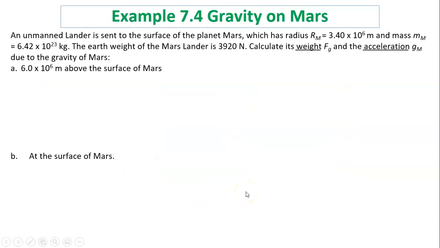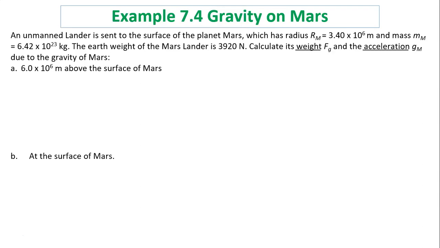Example 7.4, gravity on Mars. An unmanned lander is sent to the surface of the planet Mars, which has a radius R_M equals 3.4 times 10 to the 6 meters and mass M_M equals 6.42 times 10 to the 23 kilograms. The Earth weight of the Mars lander is 3,920 newtons. Calculate its weight Fg and the acceleration g due to the gravity of Mars.